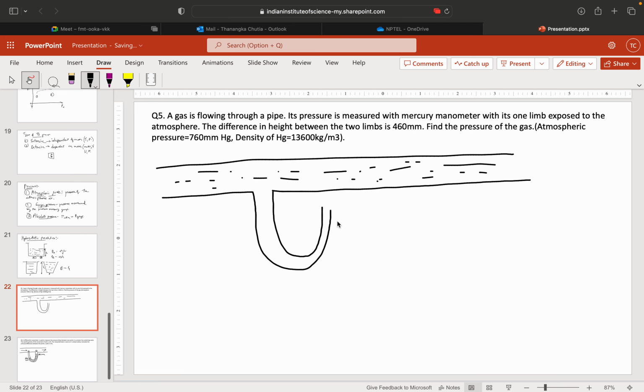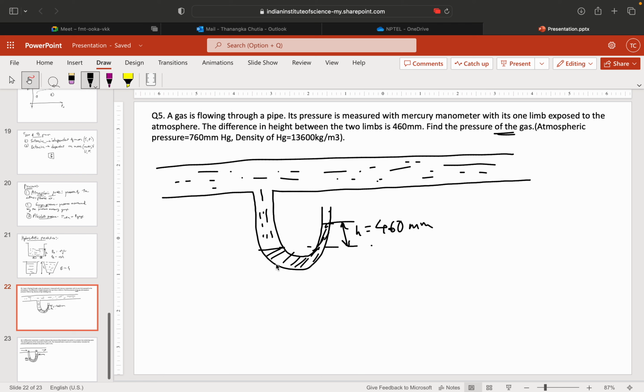Now the difference in height between the two limbs of the mercury manometer, suppose this mercury is lifted here and this difference in height is given as 460 millimeter. Now you have to find the pressure of the gas. Since this is the opening, the gas will come here also. So here you have to take into consideration this hydrostatic paradox.